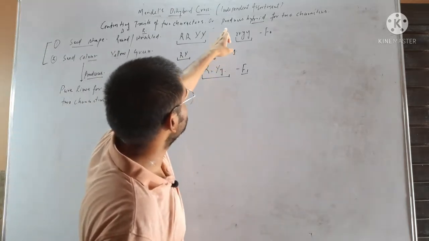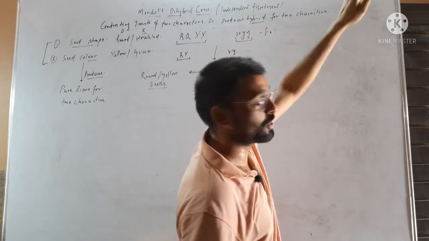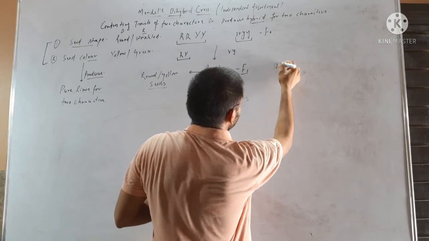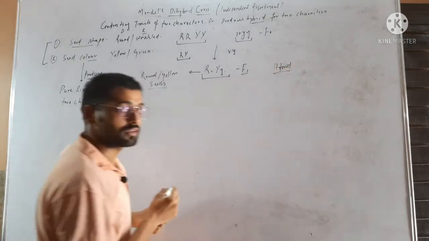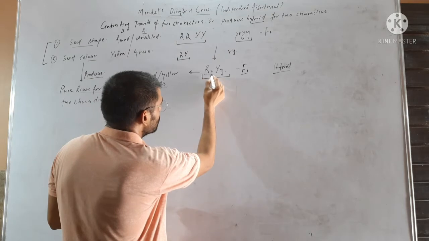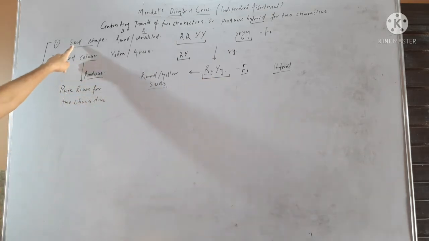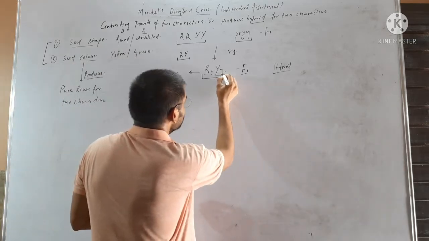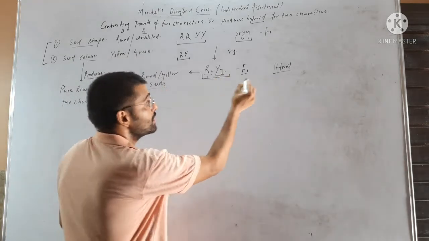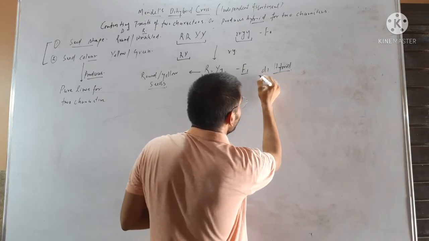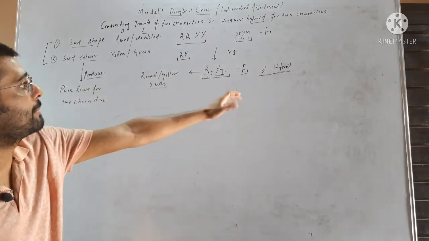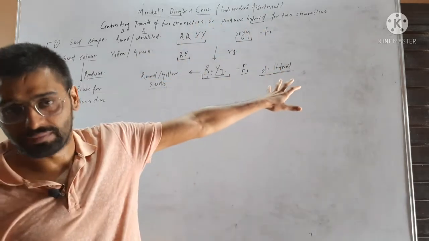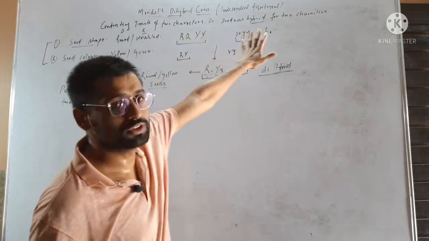So look at this definition: the cross that produces a hybrid for two characters. This cross now produces a hybrid, and it is hybrid for two characters because different alleles for both seed shape and seed color are present. So this is hybrid for one character and hybrid for the other, hybrid for two characters. That is why it is called dihybrid. So the cross that produces a dihybrid is called a dihybrid cross. Now he got F1 after crossing between these two.